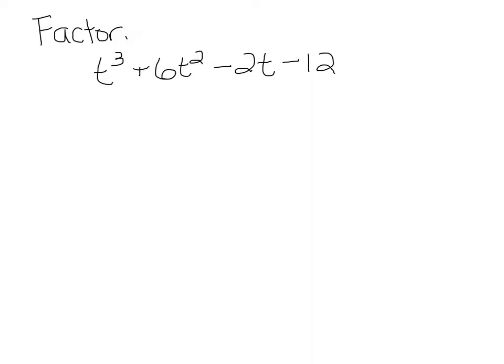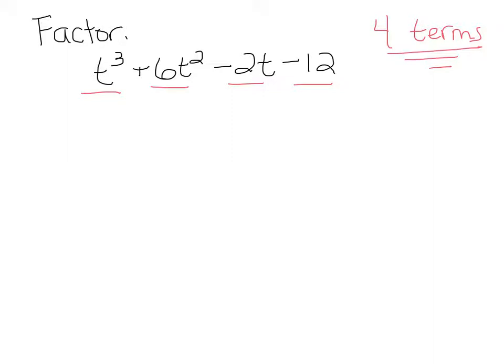In this example, we're going to factor a polynomial by grouping. First thing I want to identify for you is how many terms we have in our example. We have 1, 2, 3, 4. When you have 4 terms and no greatest common factor, the only way you can factor is factor by grouping.